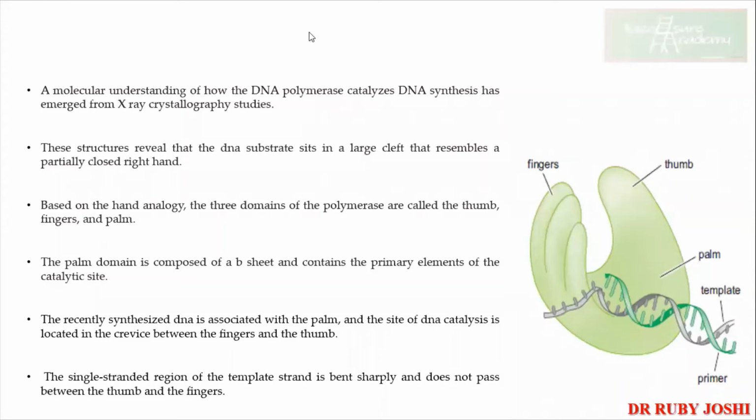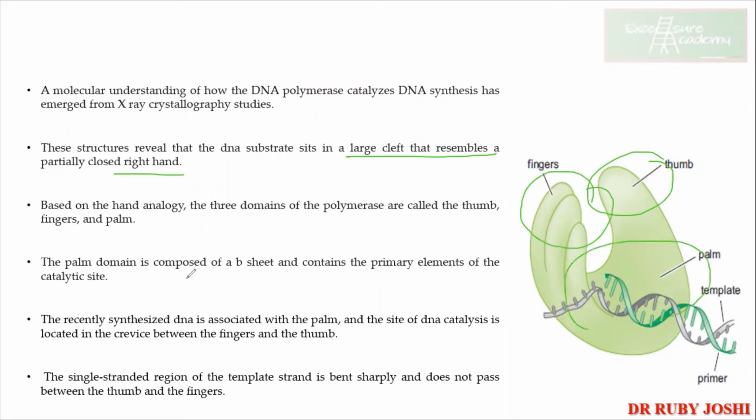So we were talking about how X-ray crystallography is helping in understanding the DNA polymerase activity. These structures reveal that the DNA substrate sits in the large cleft that resembles a right hand. Based on the hand analogy, this is how you can remember also. Looking at your own hand, you can remember what the fingers, thumb, or palm are doing as the DNA polymerase. So the three domains of the polymerase are the thumb, the fingers, and the palm.